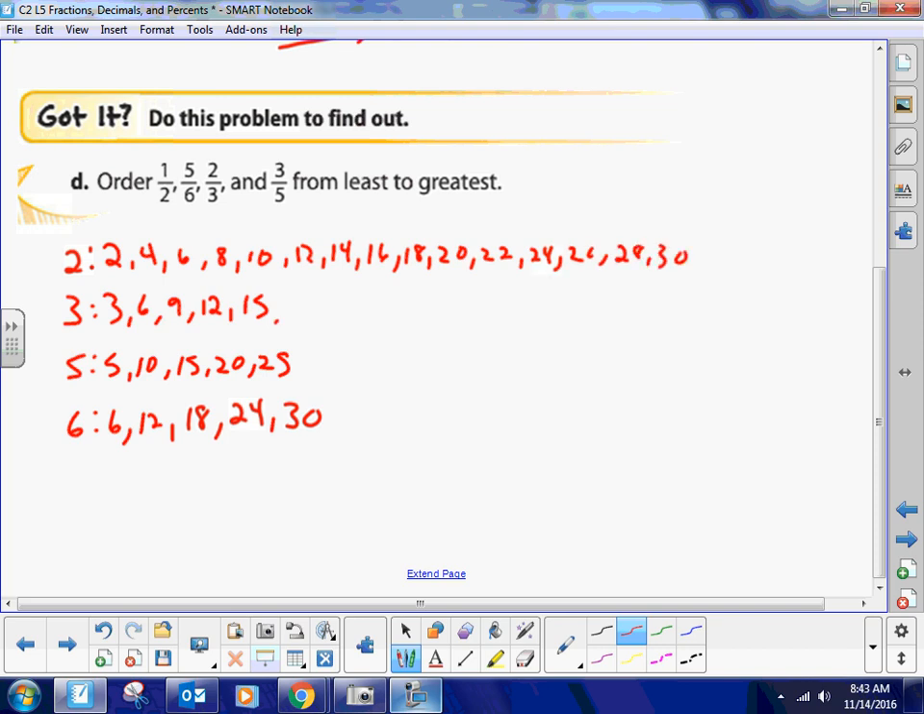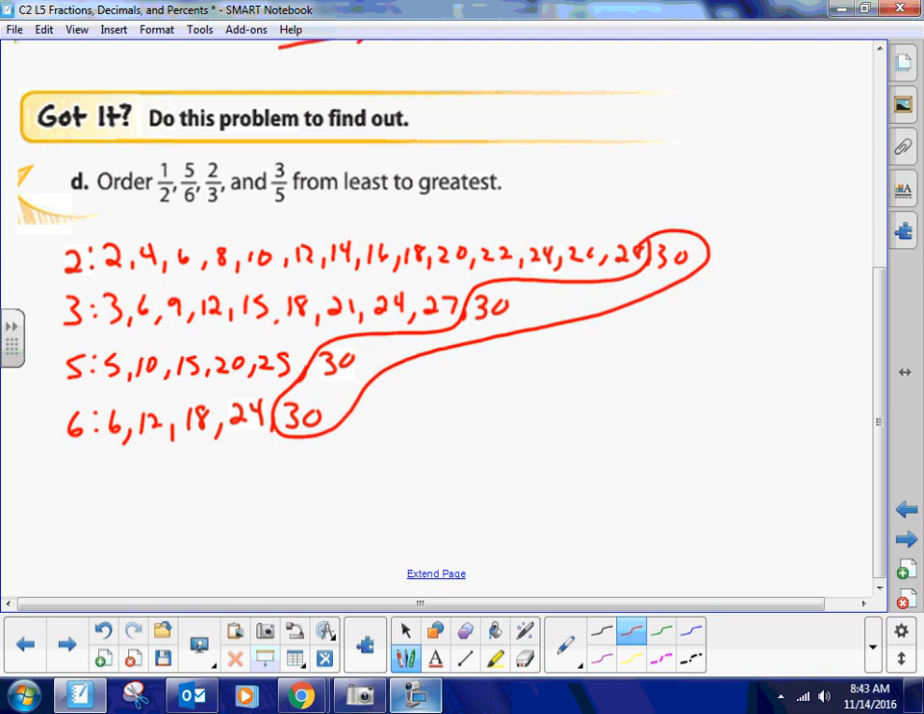For the 3, we got 18, 21, 24, 27, 30. We'll stop at 30 for that one. I'll go to 30 for here. Now look, it looks like 30 is going to be it. Right? All right, so you got 30. All right, so now we got to make equivalent fractions, right? So they all need to be base 30. So then you write 5/6 equals something over 30. And then you got 2/3 equals something over 30. All right, and then you got 3/5 equals something over 30.